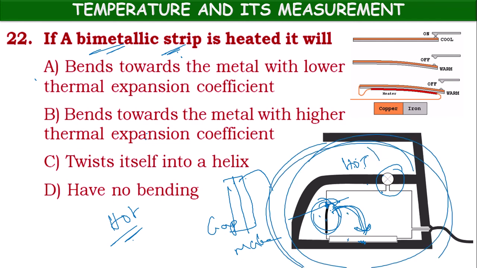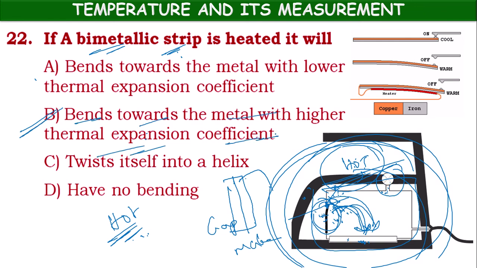We will observe this bimetallic strip in electrical appliances. Though we are continuously supplying electricity, the electrical device does not get heated continuously because of this bimetallic strip. Because of this bending towards the metal and bending away from the metal, the circuit will break or make, and the heat content will be maintained in a stable manner inside the electrical appliances. So the answer is option B, bends towards the metal with higher thermal expansion coefficient.